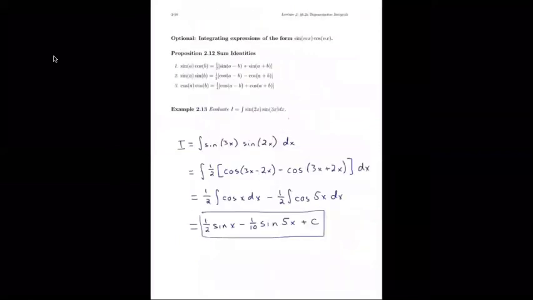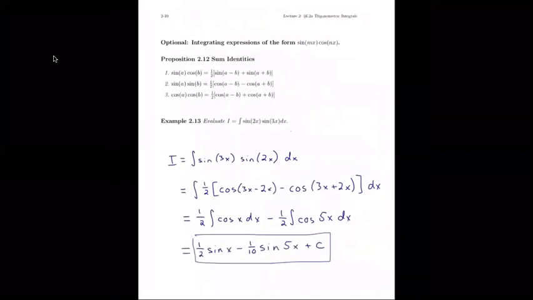One other expression we might come across is sum identities, sine of mx times cosine of nx. Now these are multiples of the argument of sine and cosine, not powers of sine and cosine, so it's important to see that distinction. And in this case, if we have something that looks like this, we can split it up into the sum of sine of a minus b plus sine of a plus b in this case, and similarly for the other two cases.